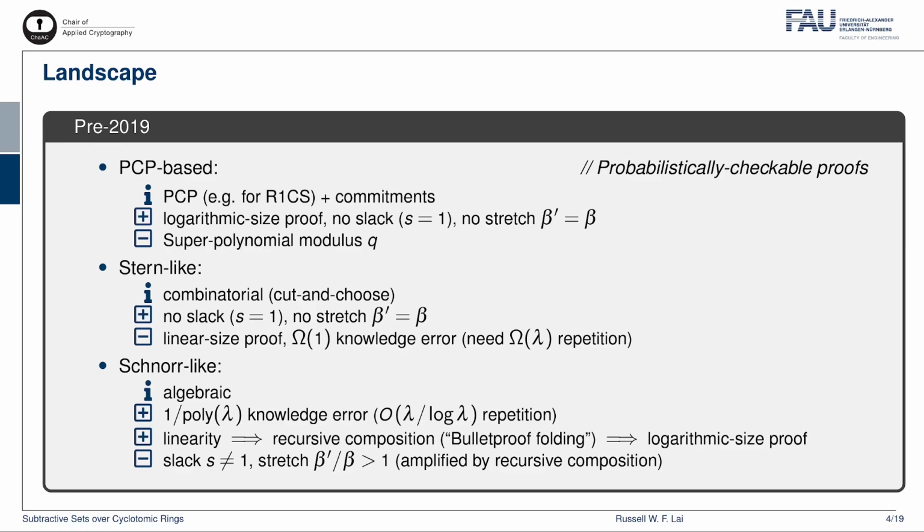On the negative side, Schnorr-like systems could only prove the SIS relation with both slack and stretch, which is significant because these get amplified when performing recursive composition.